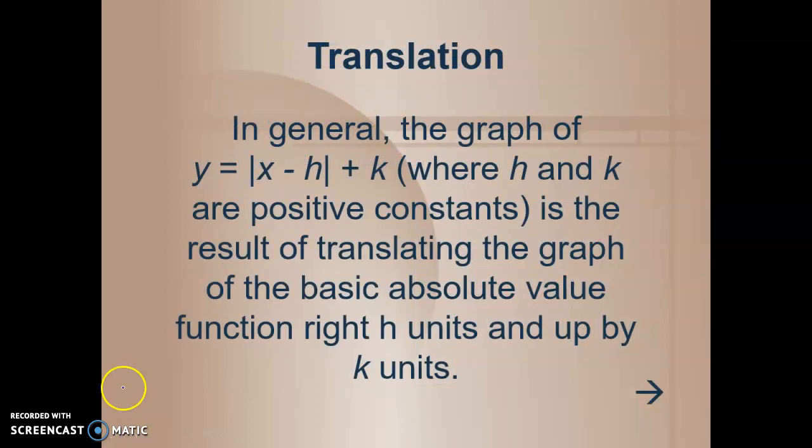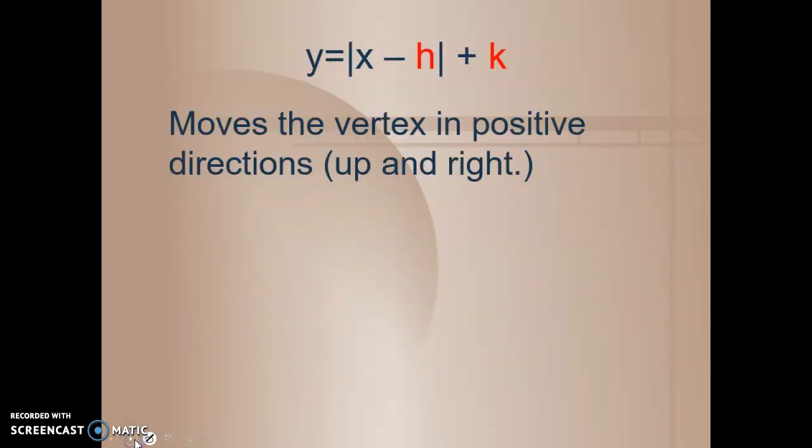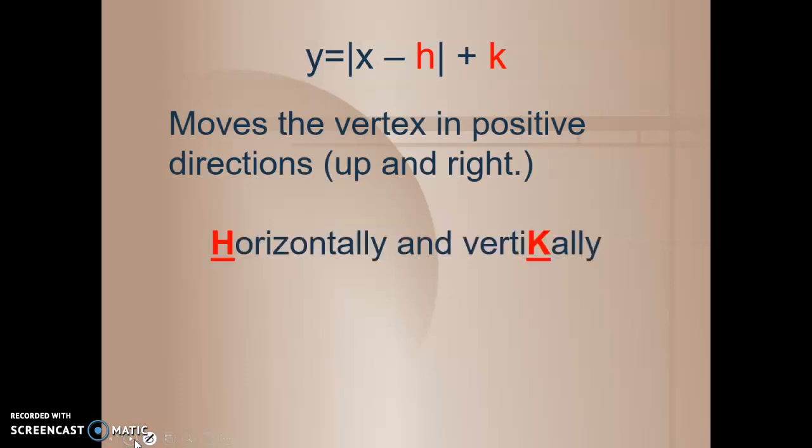In general, the graph of y equals absolute value of x minus h, plus k, where h and k are positive constants, is a result of translating the graph of the basic absolute value function right h units and up by k units. Now that may seem a little wordy, so here's a little shortcut to help you remember this.